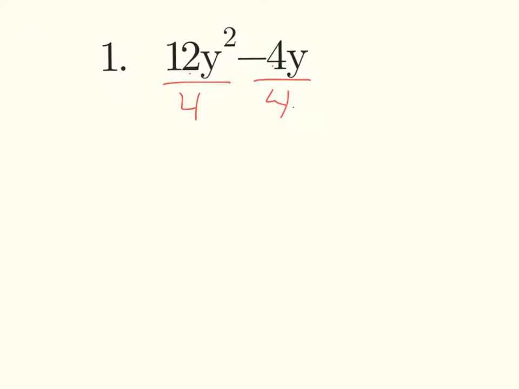Now they also have a y at least. This is like y to the first. So they at least have one y in both of them. So I'm just also going to take a y out. So my GCF, because I'm dividing both by 4y, is 4y. So that's what I take out.